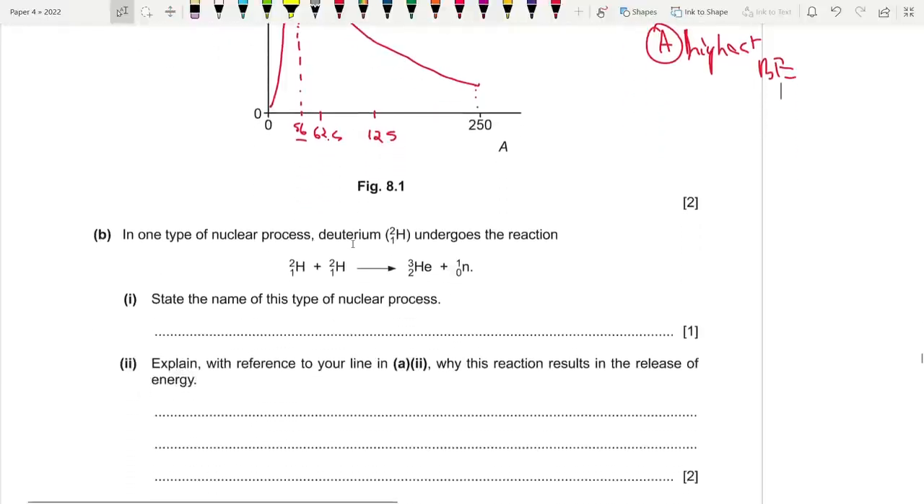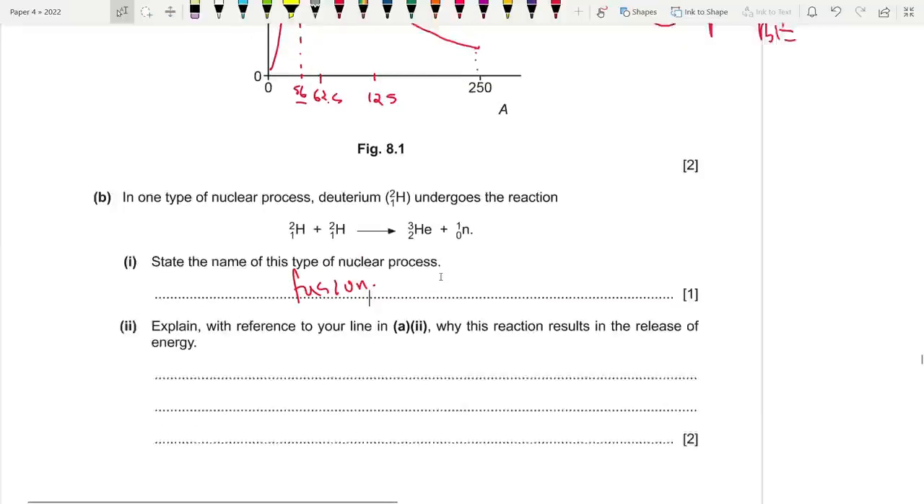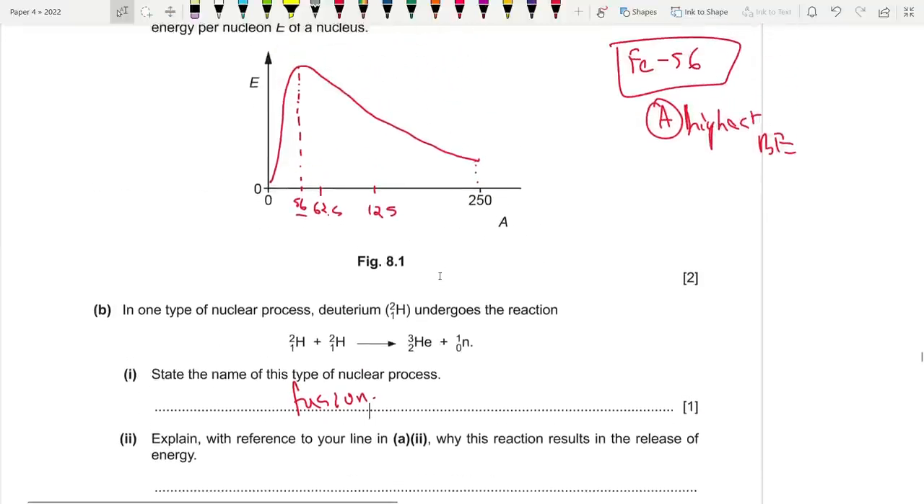In one type of nuclear process, deuterium undergoes this reaction. This is nuclear fusion. Explain with reference to your line in A2 why this reaction results in the release of energy. Okay, so think about it. Both of these are at 2. 2 is located somewhere over here. They are on the left hand side of the graph.